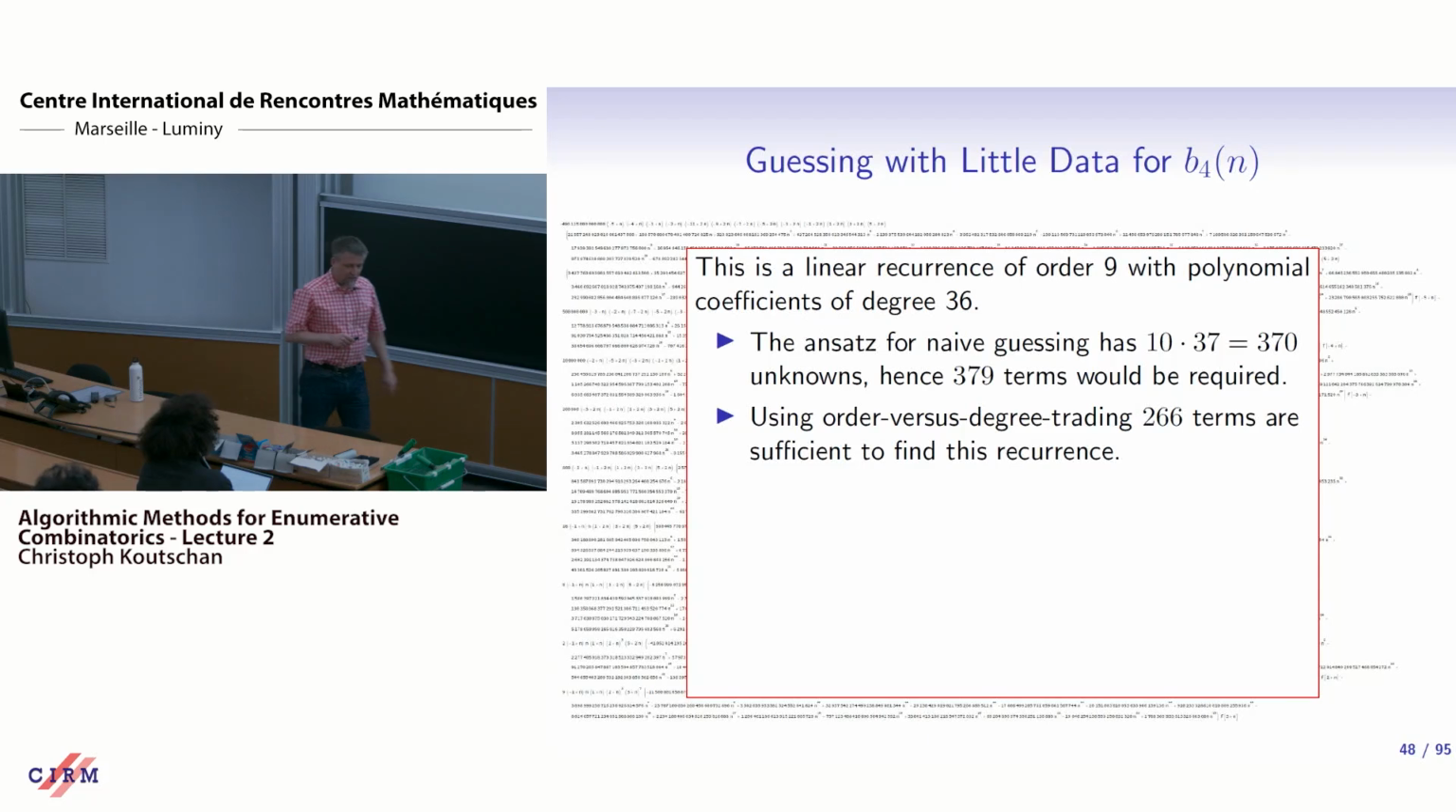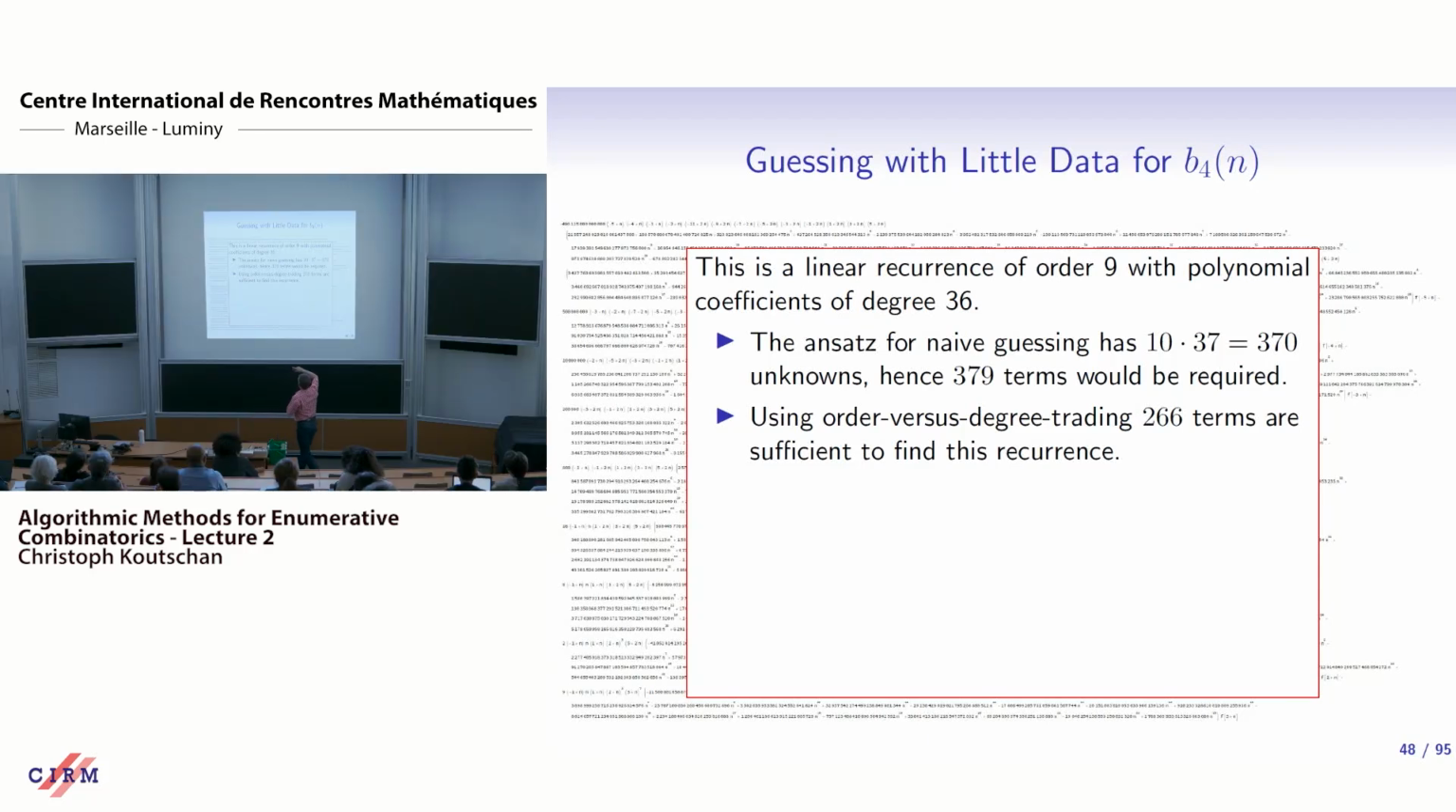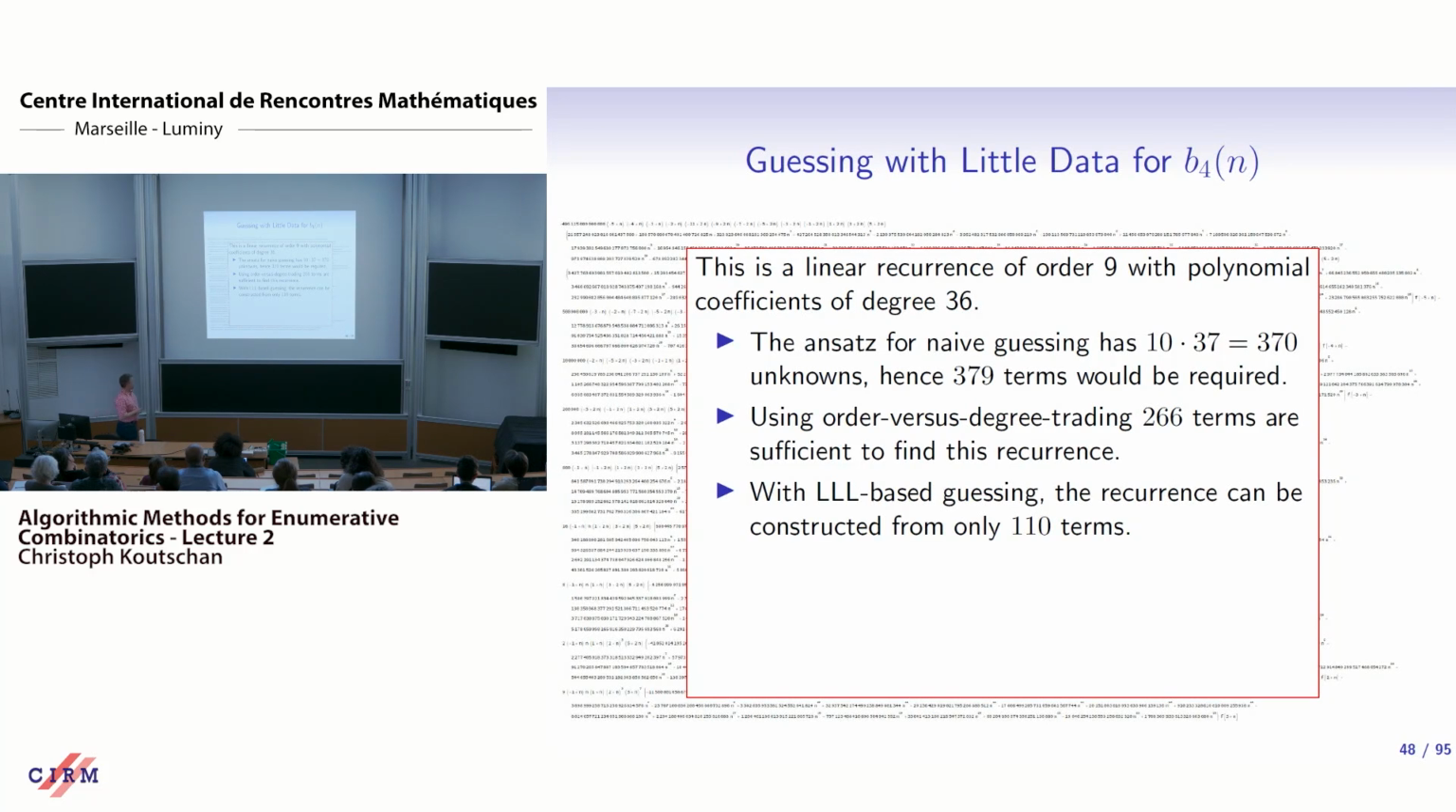Using this idea of order degree trading, you try to guess a recurrence, let's say, of order 12, but degree only 20, that would make your ansatz have fewer unknowns. And if such a recurrence exists, you can find it with fewer terms, and then you can use that to construct this one that you want. So playing with this, we found that you need 266 terms with this classical trick of GCRD guessing. And now with the LLL-based guessing, you can get down to 110 terms.